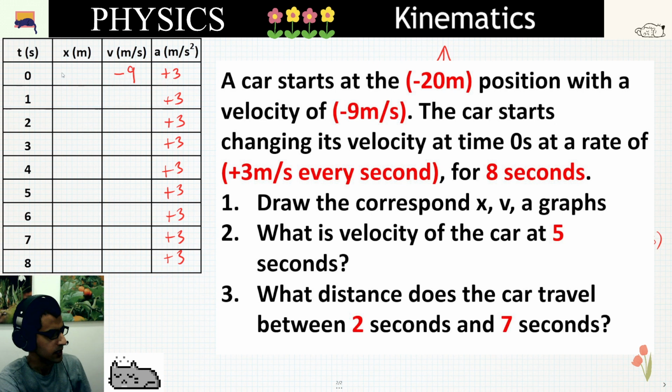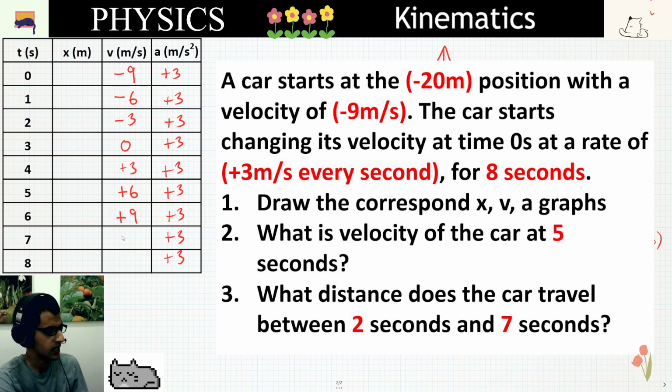So in 1 second, the velocity will change by positive 3. So it'll go from negative 9 to negative 6. And from negative 6 to negative 3. Add 3 again, I get 0. We keep just doing that down the line. So the velocity graph will also be pretty straightforward to draw, because it will be a straight line. Okay, so positive 12 and positive 15.